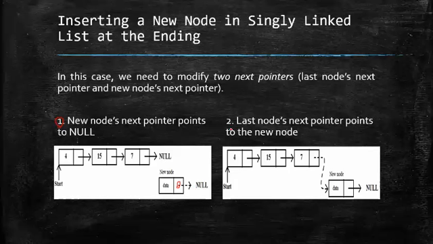The second step tells us that we have to make the next pointer of the last node of the list. This is the last node of the list, as we can see in the diagram. So we have to make the next pointer of the last node point to our new node. So these are the two steps for performing the insertion at the end of a list.